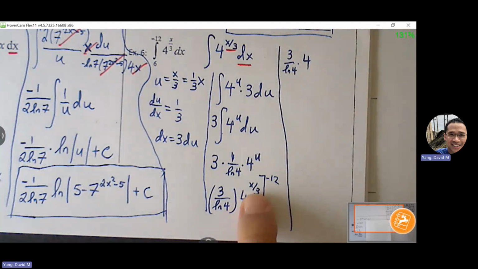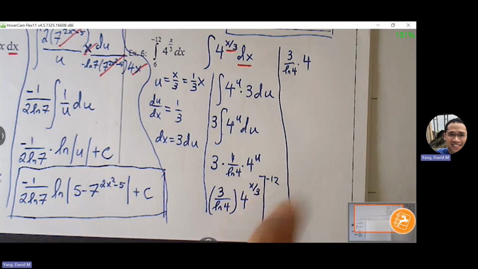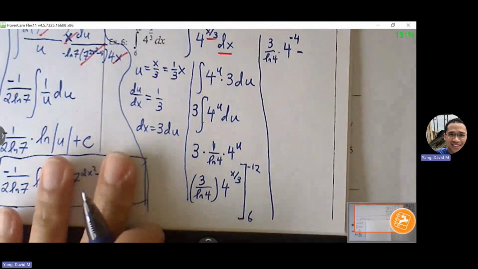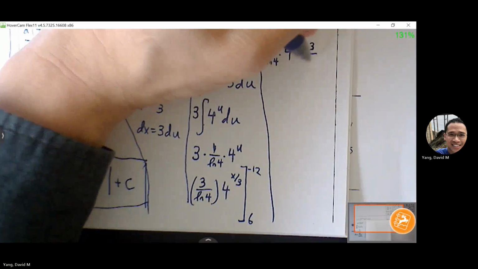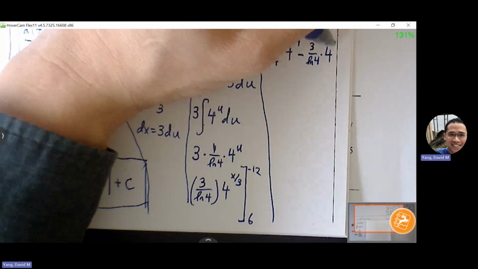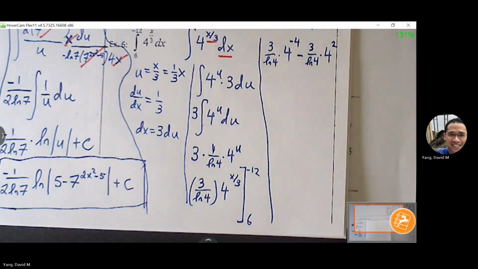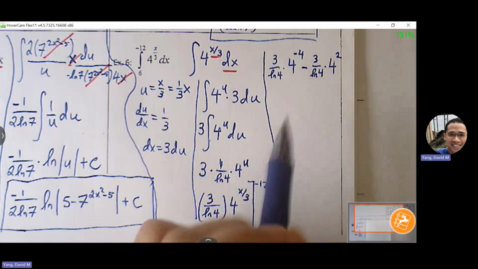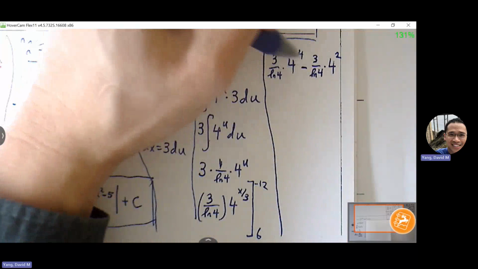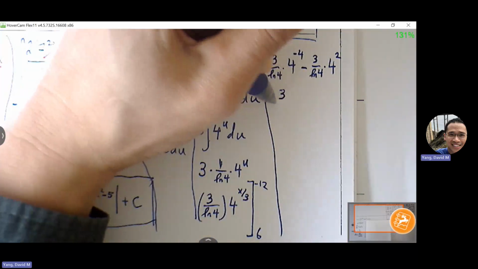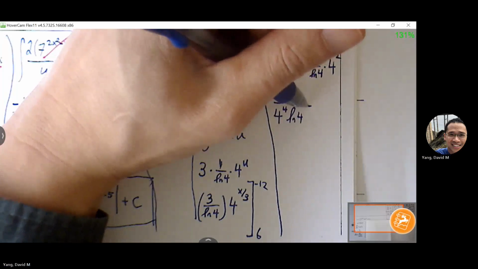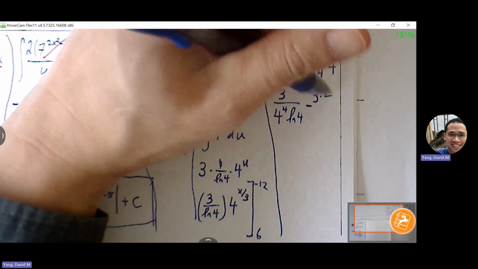Okay, I'll plug -12 in for x. -12 over 3 is -4. And then 6 over 3 is 2. So this is my answer. In terms of cleanup, maybe just clean up that 4 a little bit here. Make it 3 over 4 to the 4th natural log of 4 minus 3 times 4 squared.